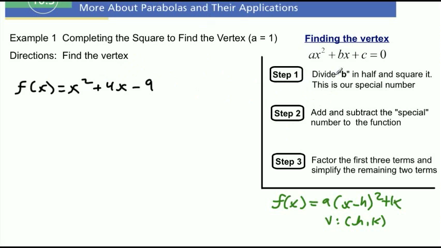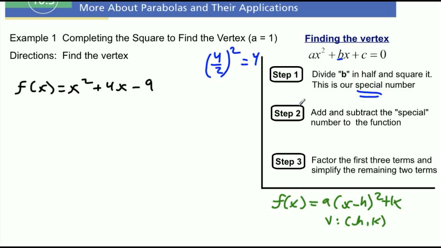The first thing you want to do is divide b in half and square it. Again, my b term is my coefficient of x, so my b term here is 4. Let's take 4, cut it in half, and then square it. That's what it says right here. So 4 over 2 is 2, and 2 squared is 4. This is going to be called our special number. So what are we going to do with this special number?